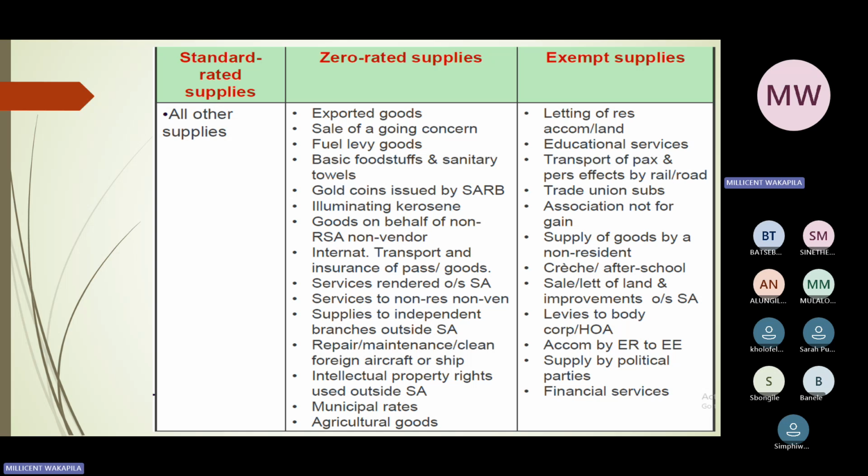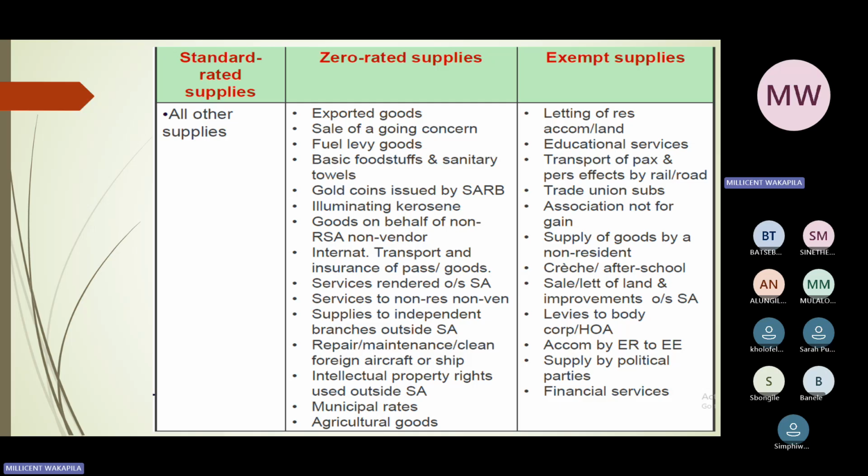So the one that they usually like is the financial service, right? Those are your interests, not your bank charges, those are your interests. And then letting of residential accommodation, right? Educational services, like at UJ, we don't pay VAT because it's an exempt supply. Trade unions and associations not for gain don't come out a lot. Supply of goods by a non-resident comes out sometimes. Creche or after school service is more like an educational service. It's an exempt supply. Sale or letting of land, right?